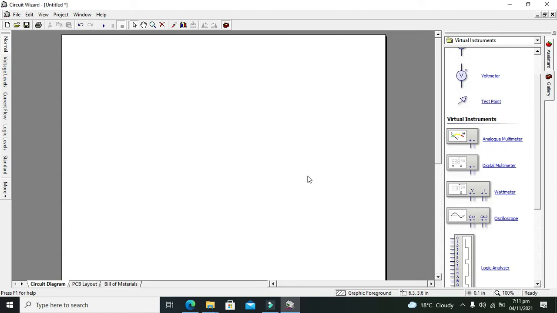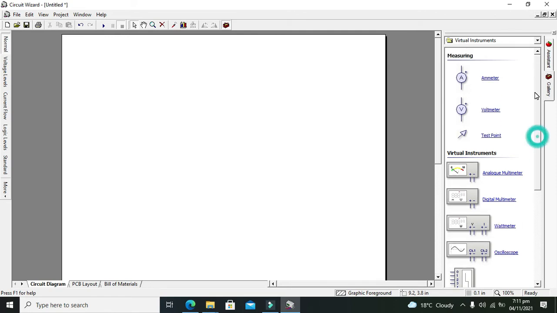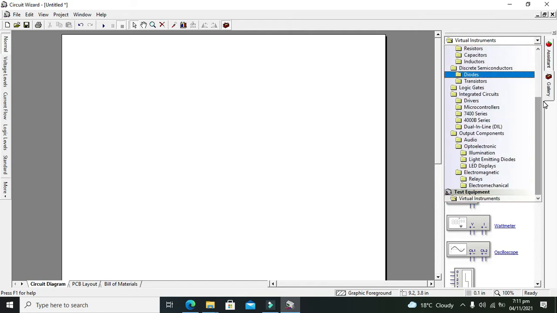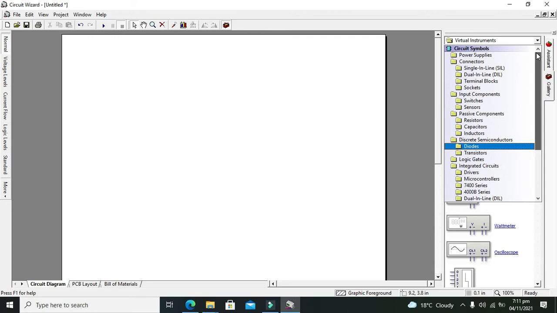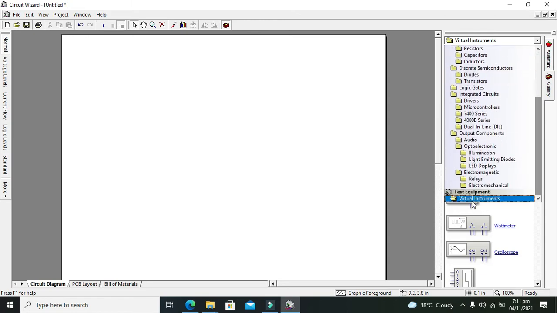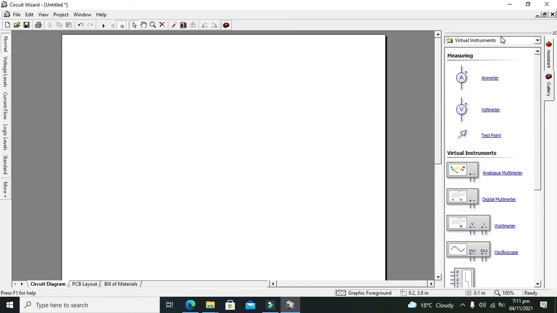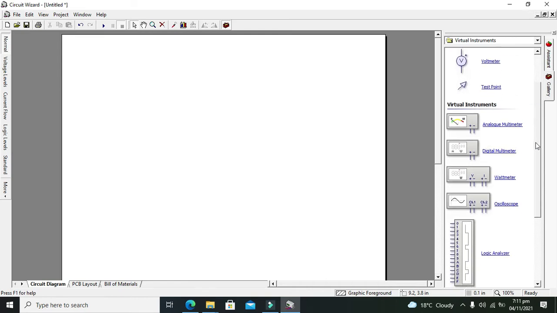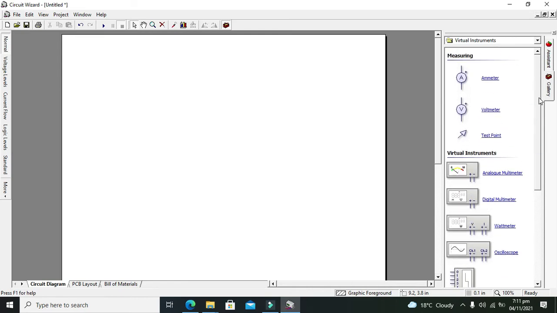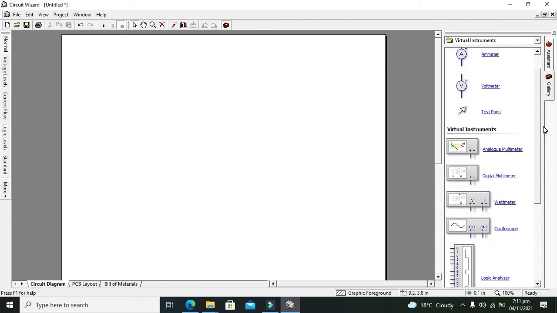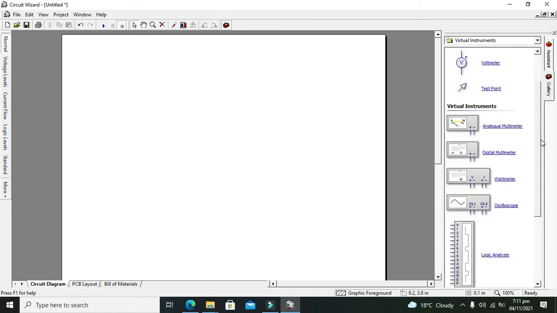So today we are going to learn how to use the wattmeter within the Circuit Wizard simulator. First of all, you must know that on the right-hand side we have a tab named Virtual Instruments. You should click on this Virtual Instruments tab, and then you will get all these components and devices. Here we have a lot of devices like the analog multimeter, digital multimeter and wattmeter. So we will drag our wattmeter here.